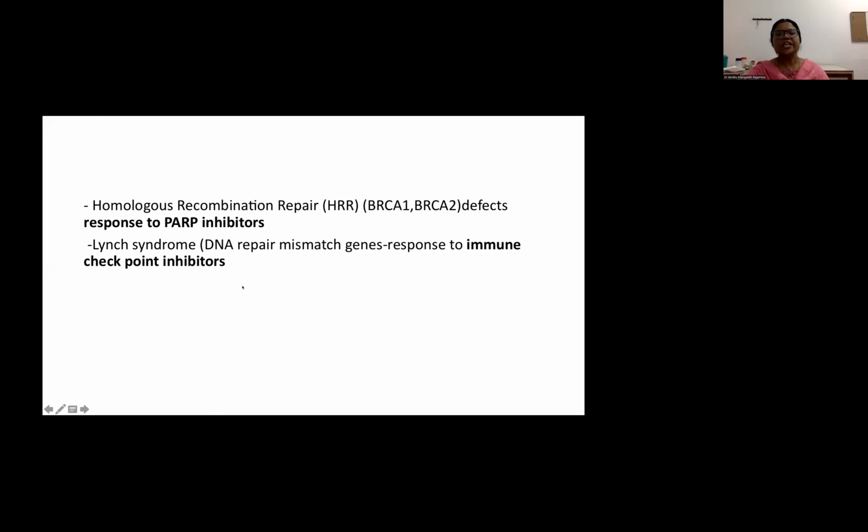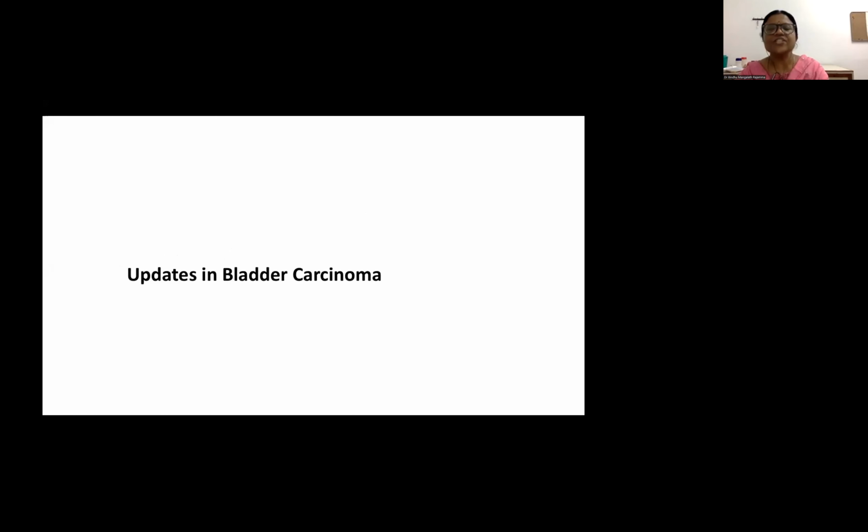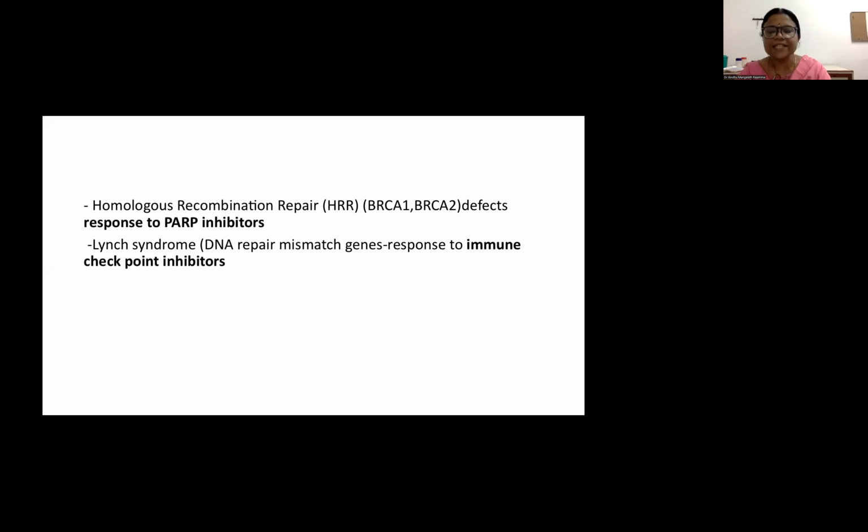And also, if a tumor is associated with Lynch syndrome, that is, there is a defect in the DNA mismatch repair gene, such tumors show a response to immune checkpoint inhibitors like... I forget the name of the drug. Sorry for that. So that's all about the prostate cancer update in the 2022 WHO.